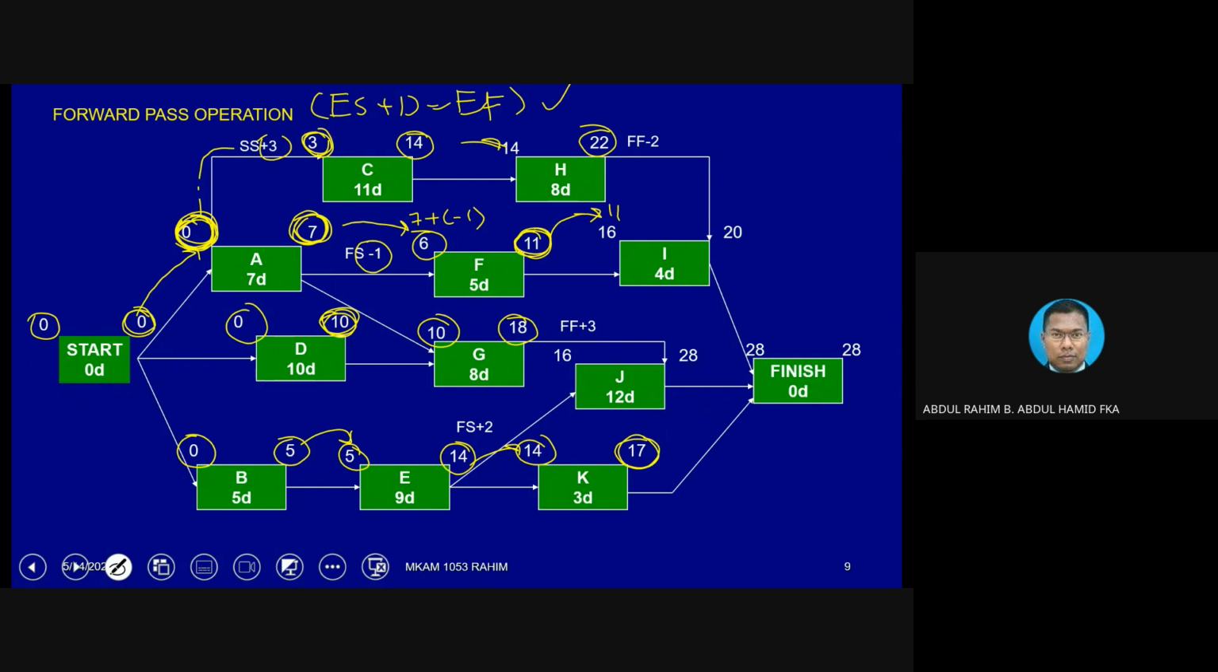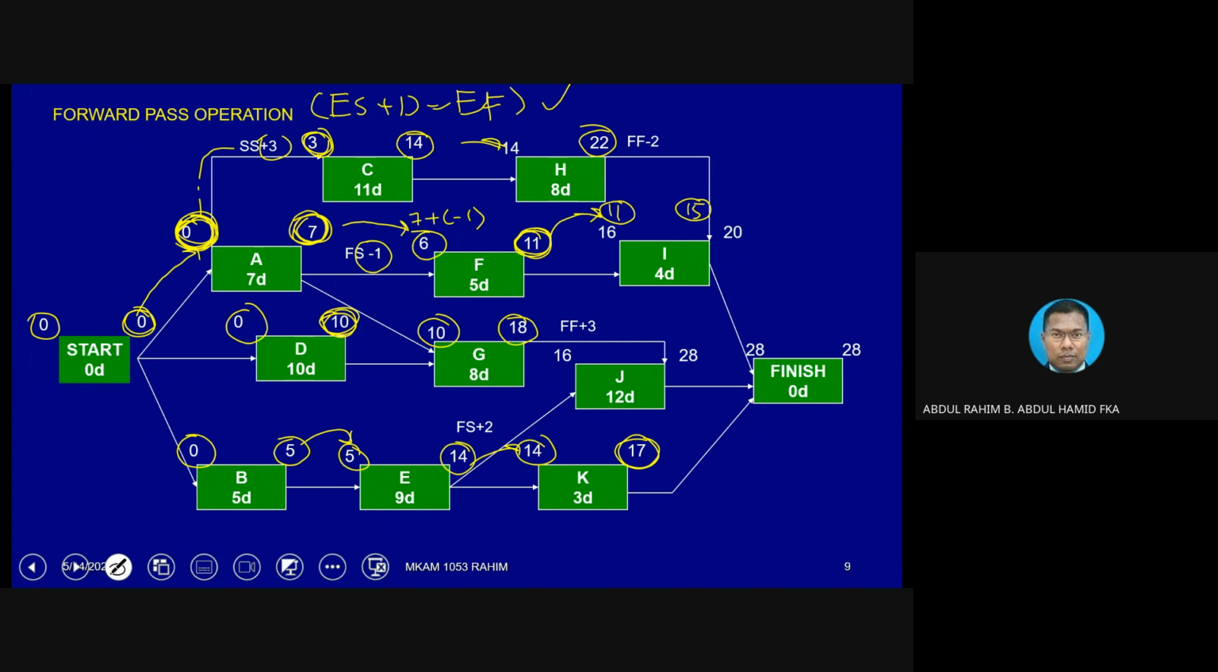11 plus 4 is equivalent to 15, but we do not put it inside the box yet. So we do have one alternative value. Since I is coming from F, this is the value, 11 and 15. But I also has one arrow coming from H. But now, using the FF relationship.